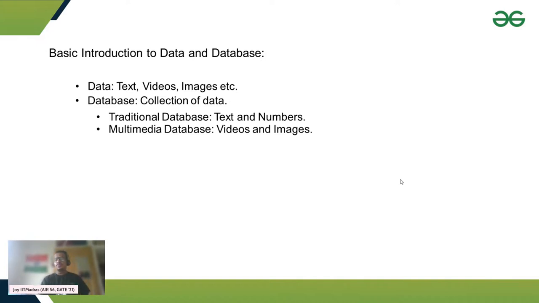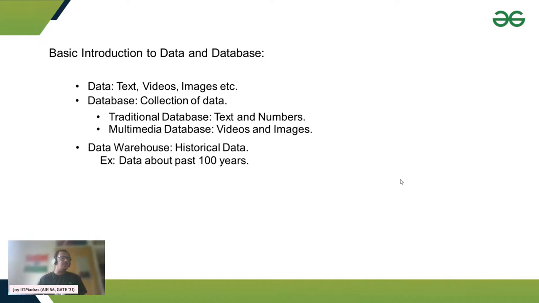Now, let's move ahead. So what is a data warehouse? When you have data that is very big, suppose 100 years of data of a specific organization, when the data size is very big and it is historical data, that is called a data warehouse. So a data warehouse mainly maintains the previous or historical data.